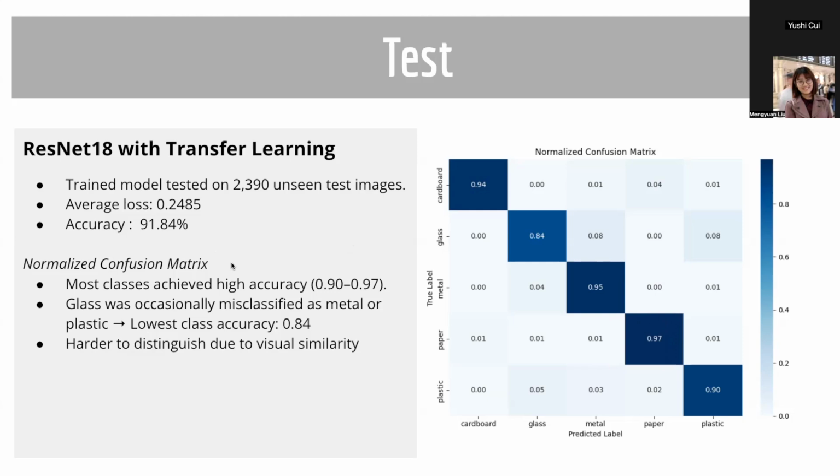But the main confusion occurs between the glass and similar-looking classes like metal and plastic, resulting in the lowest class accuracy of 0.84. This confusion may be due to the visual similarity under certain lighting or angles, making them harder to distinguish. So to address this problem and further increase the accuracy, we introduced another solution, which is the combined model of ResNet 18 and the custom CNN. I will pass the slide to Mengyuan.